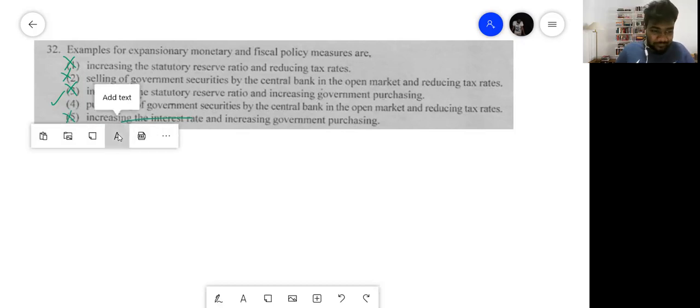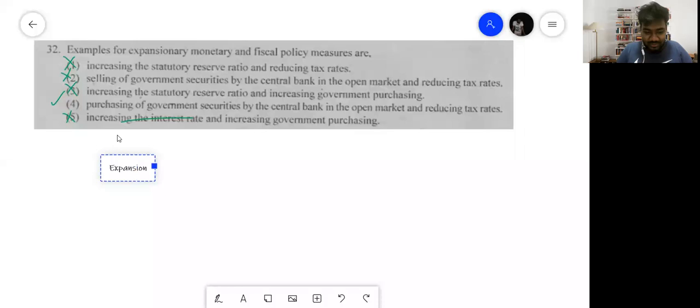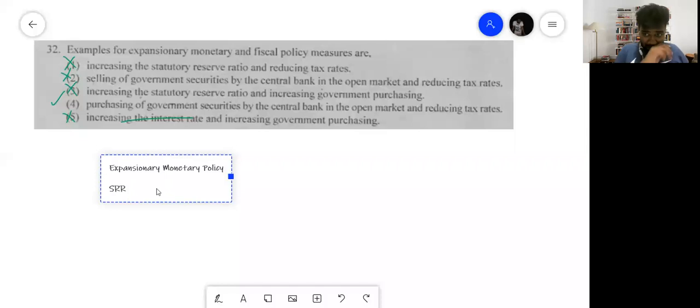Okay, right. I'll just talk about monetary policy, because that's the unit. Expansionary monetary policy is where you want to expand the money supply. So how can you expand the money supply? SRR has to reduce, right? Banks have to start reducing the SRR. Then, should the central bank purchase securities or sell securities? CBSL, they have to purchase securities. They have to pump money in to expand the economy. The central bank should purchase securities.